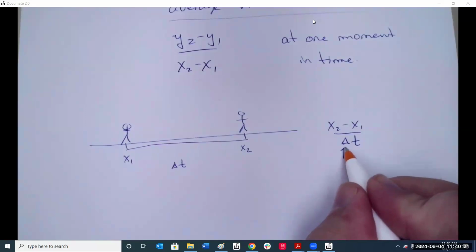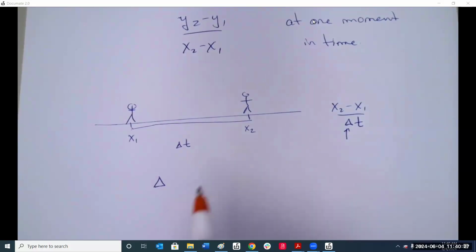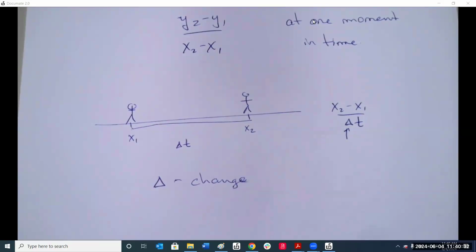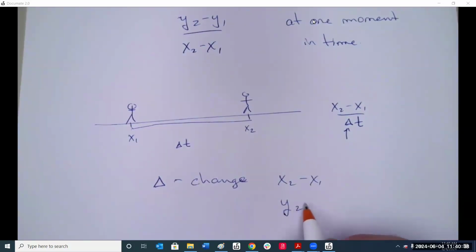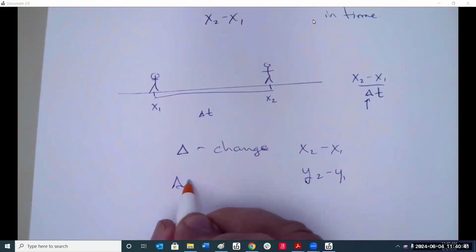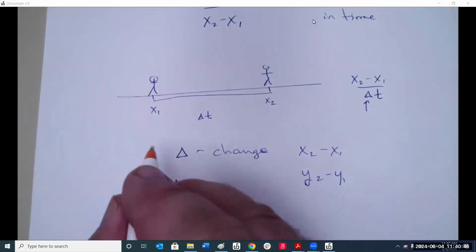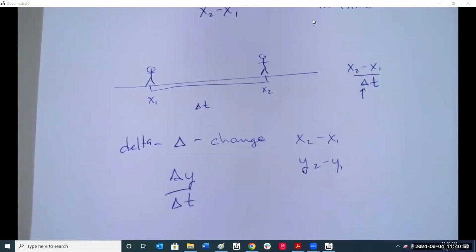How many of y'all are familiar with that symbol there? The delta symbol. This means change. In math, it could be x2 minus x1 or y2 minus y1. So the way it's read, this is a delta y over delta t. Change of vertical movement versus change of time. Okay, so that's what we're going to look at.